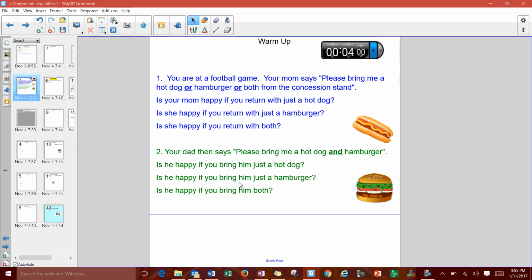If your dad then says, here in number 2, bring me a hot dog and a hamburger, and you just bring him a hot dog, he's not happy. He wanted both. If you just bring him a hamburger, he's not happy. He wanted both. But if you bring him both, that's what he wanted. So keep these little examples in mind as we go through. Those 2 words, and or, are going to be your key words for today.